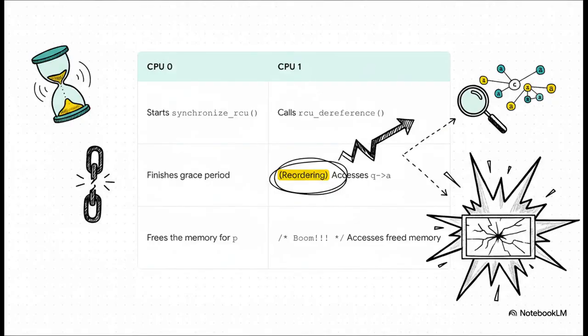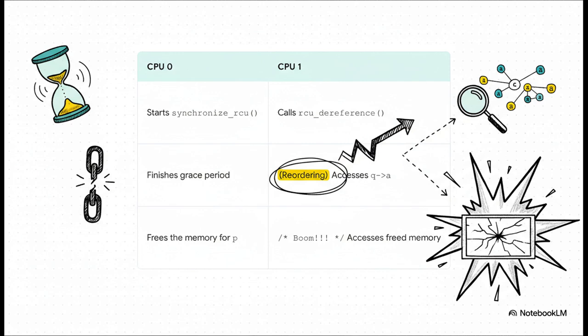This table lays out the whole disaster scenario, exactly what goes wrong without a barrier. So follow along here. On the left, you've got CPU 0, the writer. It decides to free an old piece of data. It waits for something called a grace period to make sure no one else is using it. But over on the right, on CPU 1, a reader is trying to access that very same data.